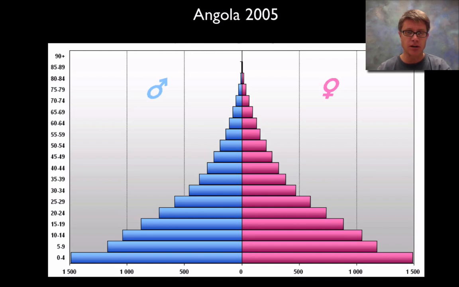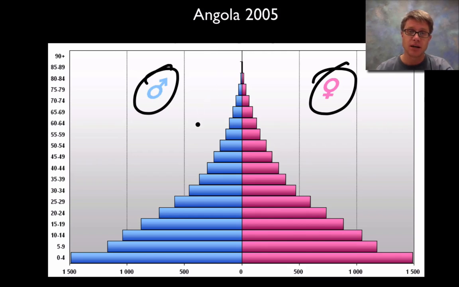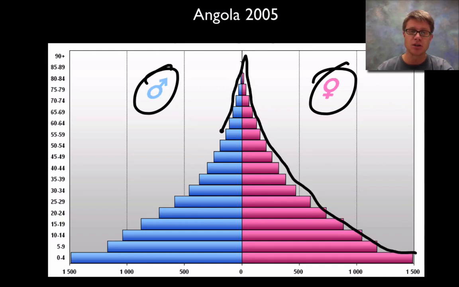An age structure diagram, to kind of lay this out for you, what we have are guys on one side, girls on the other. So this is in Angola, and we'll compare that to the US in just a second. And so this is the number of individuals in this study who are from 0 to 5, and the number who are from 5 to 9. And so we sometimes call this an age structure. We sometimes call it a population pyramid, because you get this pyramid shape.